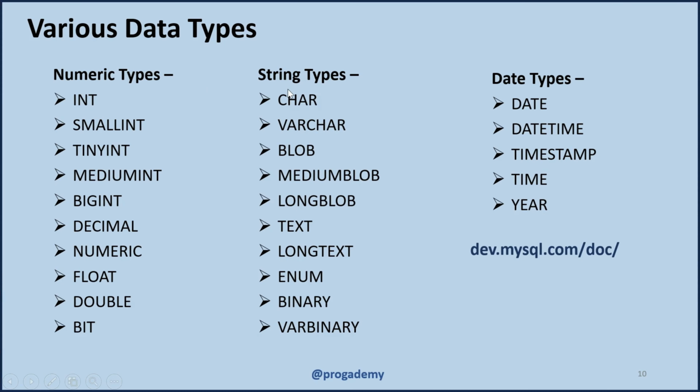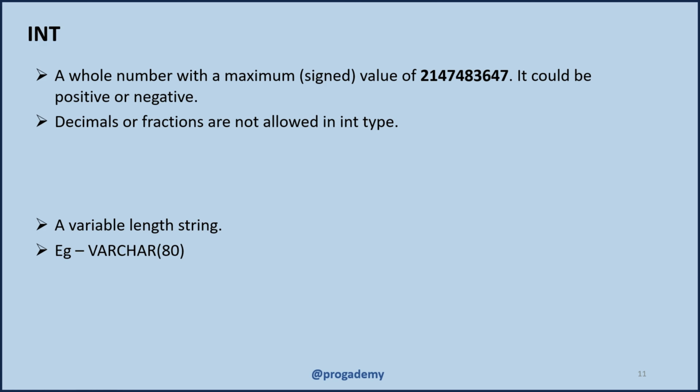Now, for example, let me see a very basic data type, that is int. This is a whole number with a maximum signed value of 2147483647, and the minimum value will be the negative value. Signed value means it ranges from negative to positive, so it could be positive or negative. Decimals or fractions are not allowed in int type because these are whole numbers, right? As I told you, it is a whole number.